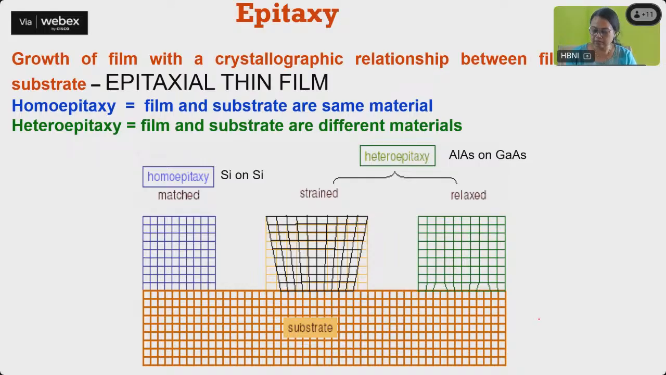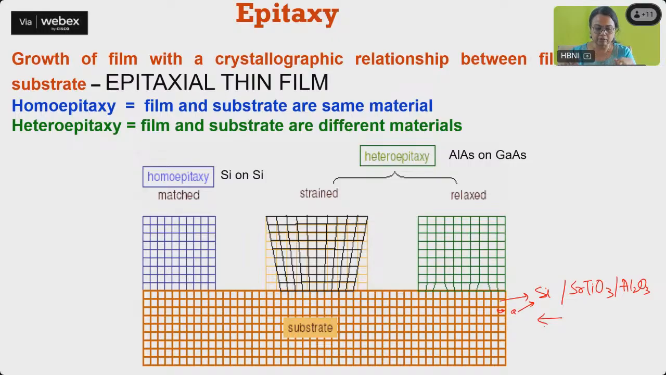So if we see this diagram, we have a substrate. It can be, say, silicon, or strontium titanate, or sapphire. Now this is the ABC parameter. So say silicon, this is the unit cell, and this distance is A of silicon, your crystallographic A. Now when I am growing another material on this, it can be homoepitaxy or heteroepitaxy.